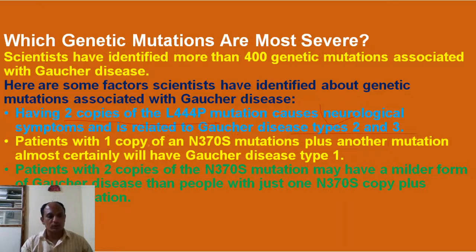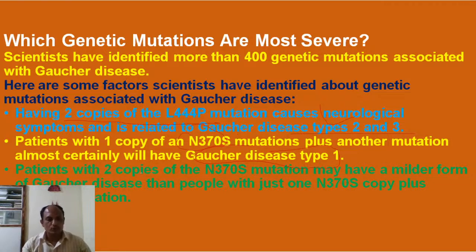Then patients with 1 copy of the N370S mutation, plus another mutation, have Gaucher disease type 1. So we can say that the mutation in L444P is related to Gaucher disease type 2 and type 3, and the mutation in N370S is related to Gaucher disease type 1 here.